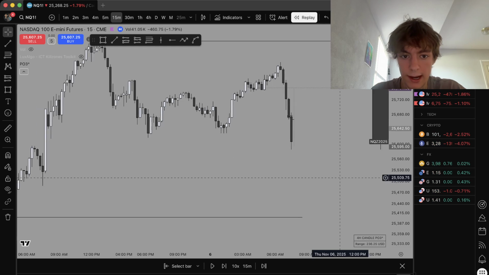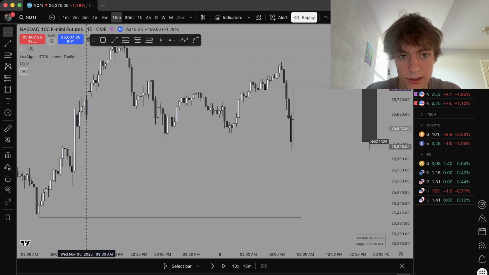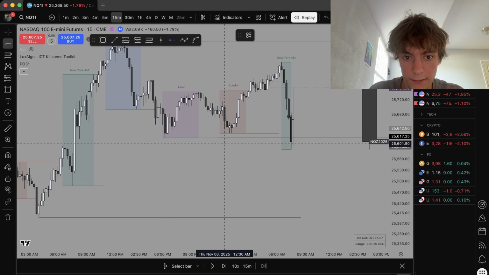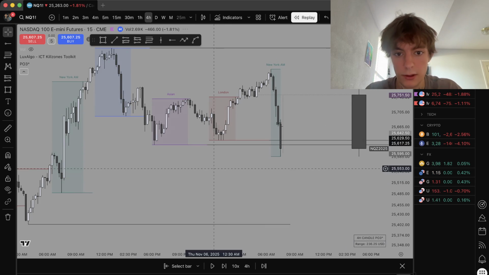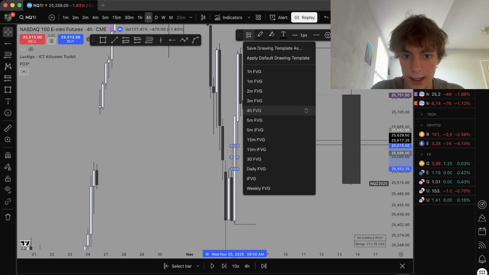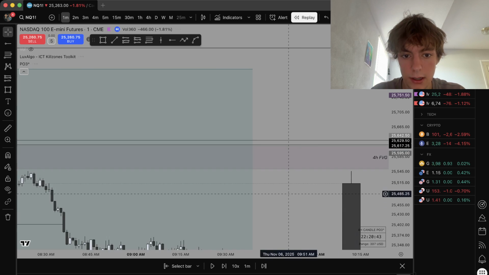Coming into the morning, I was looking for a sweep of London and Asia lows, which were sitting right above that 4 hour on NQ. So we had the SMT at the 4 hour. Now all I need to see is some sort of liquidity sweep.